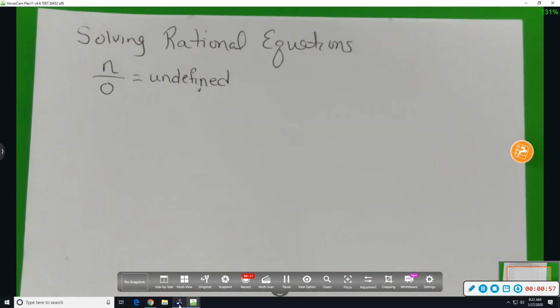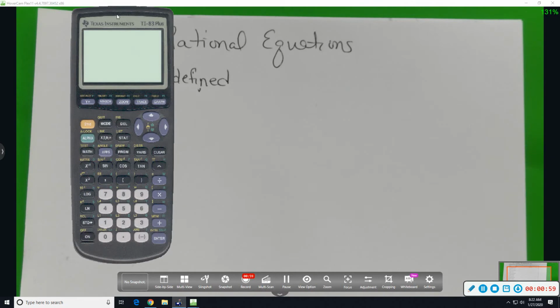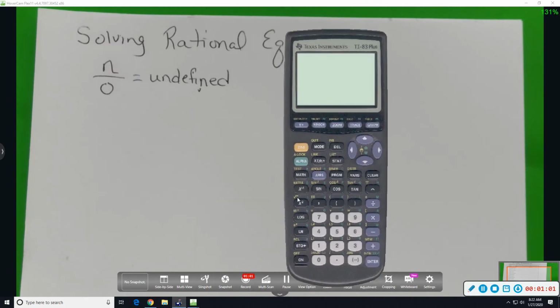And you can convince yourself by looking at a calculator. You go any number divided by 0. Let's say 5 divided by 0. Sometimes people don't believe it until they see it on a calculator. Undefined.